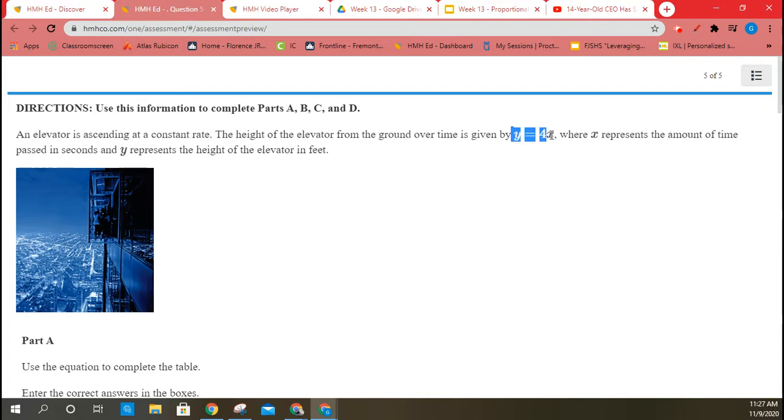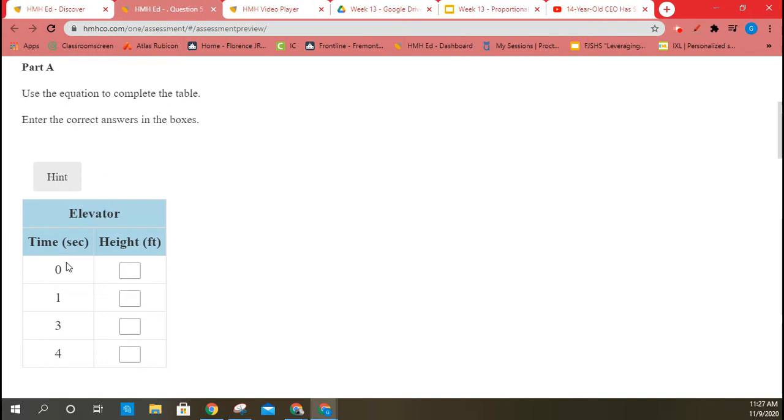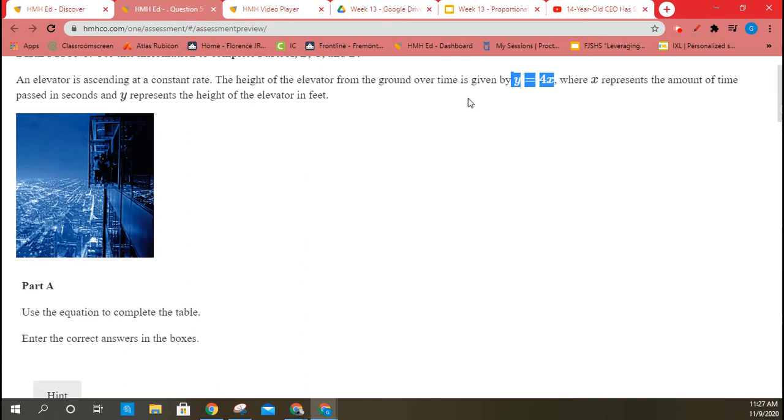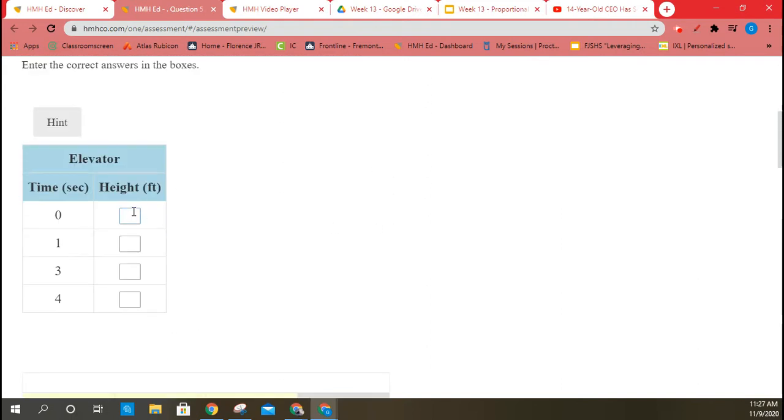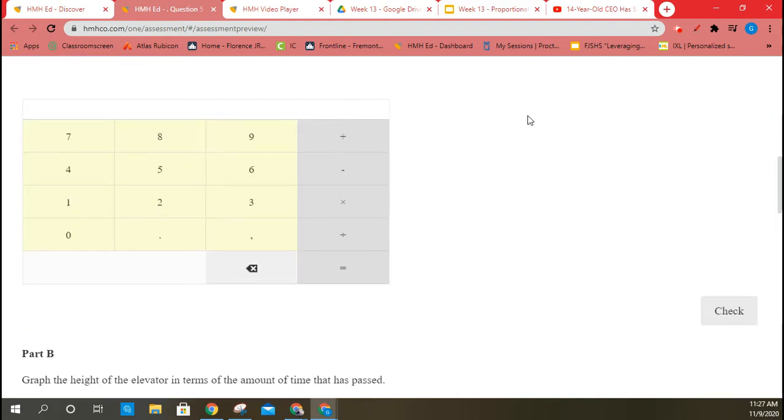So this y equals 4x is going to be important when we want to come down here and fill in our table. Really, we're just going to be multiplying our x input here by 4. In our equation up here, x is right next to 4, suggesting multiplication. So 0 times 4 is 0, 1 times 4 is 4, 3 times 4 is 12, and 4 times 4 is 16. And I don't think we needed to use this. Maybe if you needed a calculator, I guess.